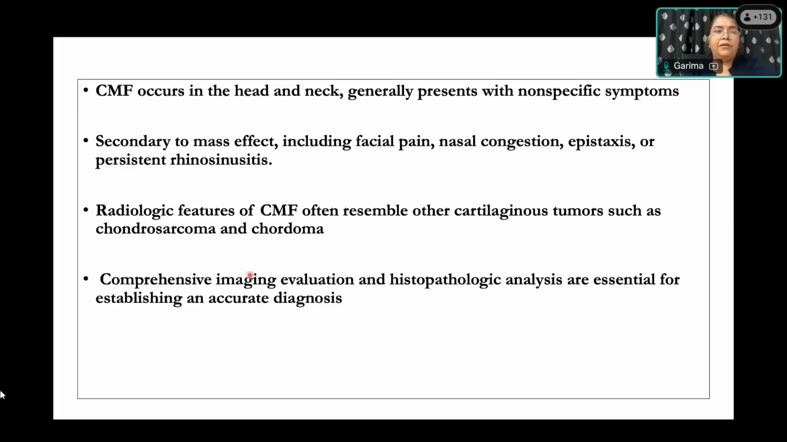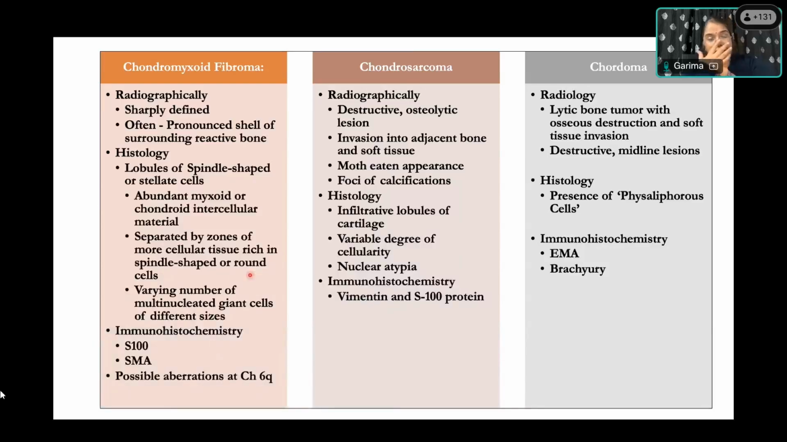Okay. Now, these are the further differences between these three entities. Chondromyxoid fibroma has lobules of spindle-shaped stellate cells, abundant myxoid or chondroid matrix, and at the periphery you may find some cellular regions, and a variable number of multinucleated giant cells can be seen. In this case, we saw some giant cells, and on IHC they are positive for S100 and SMA.